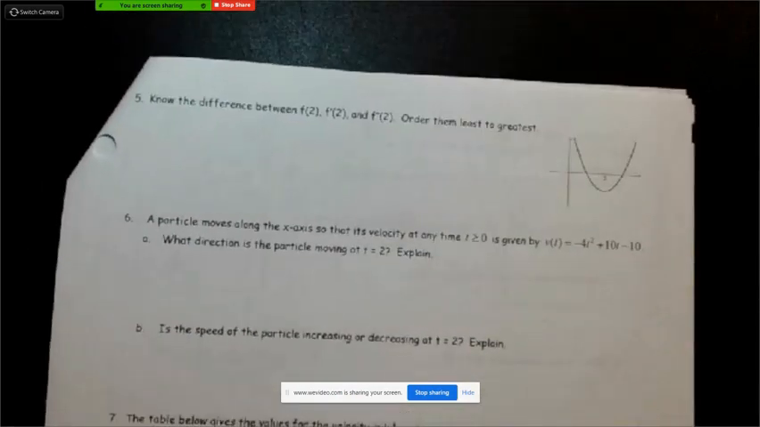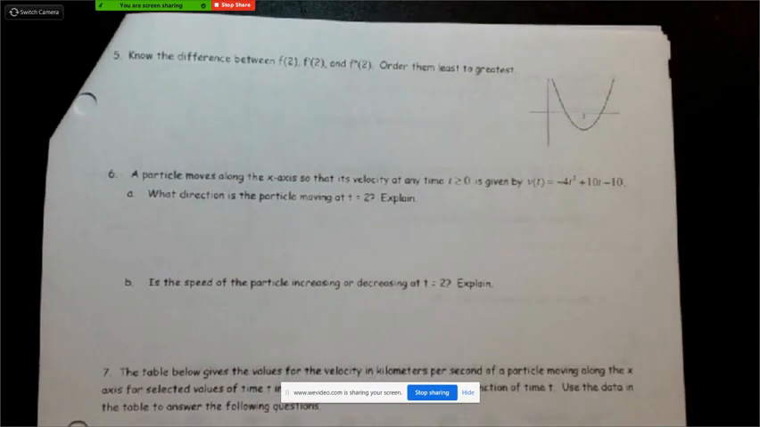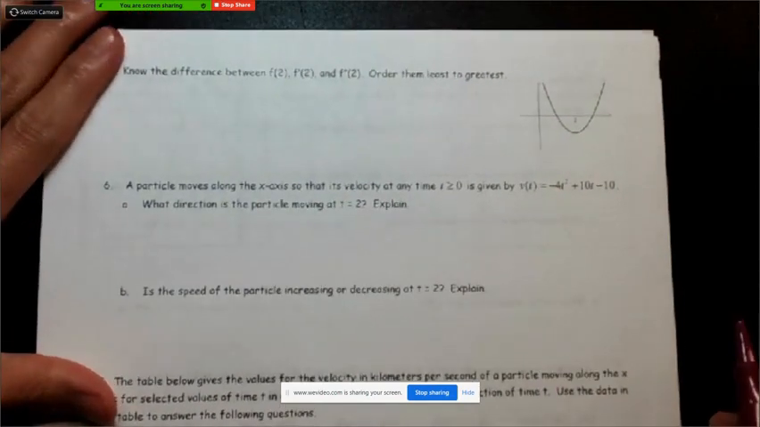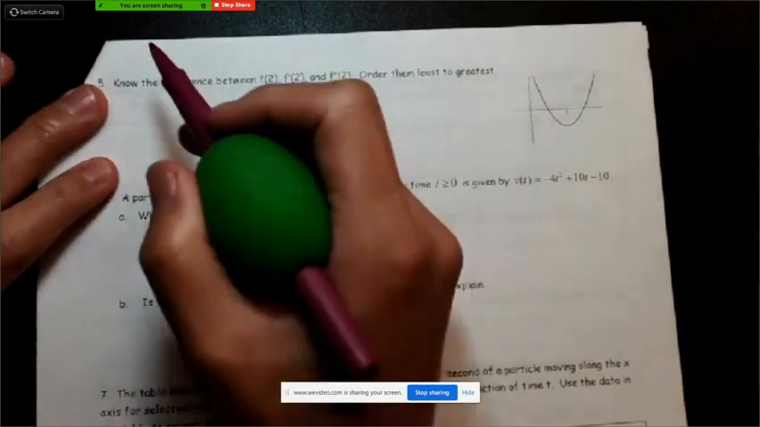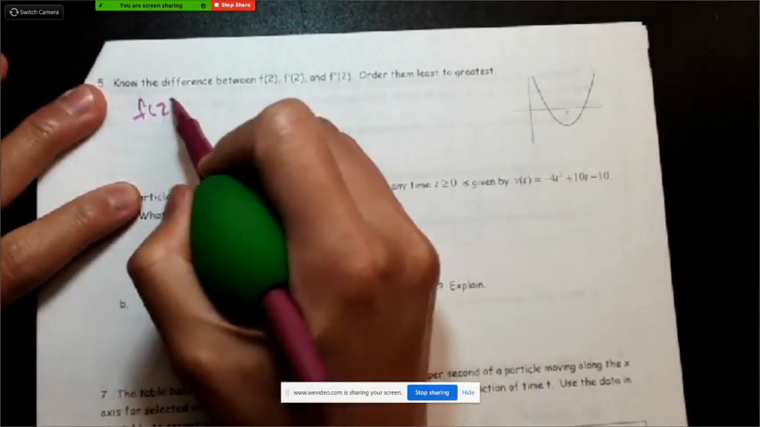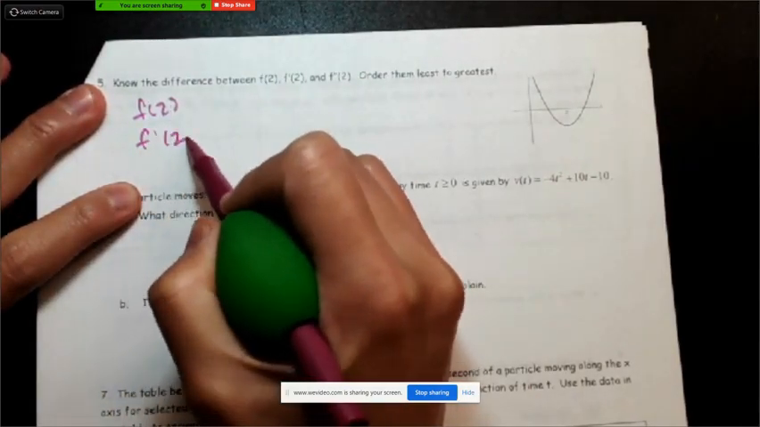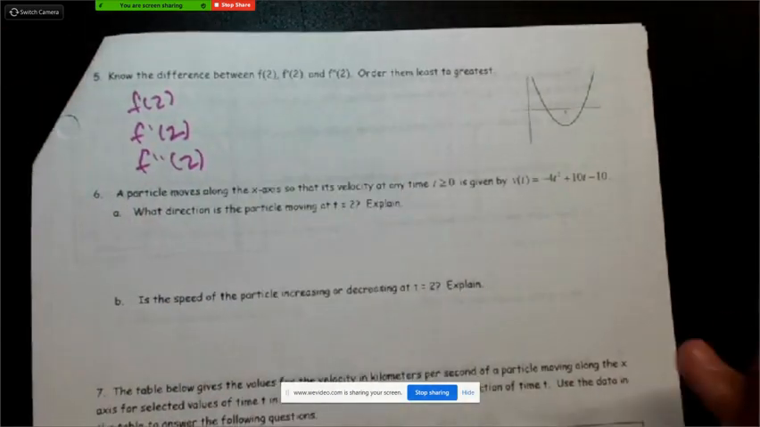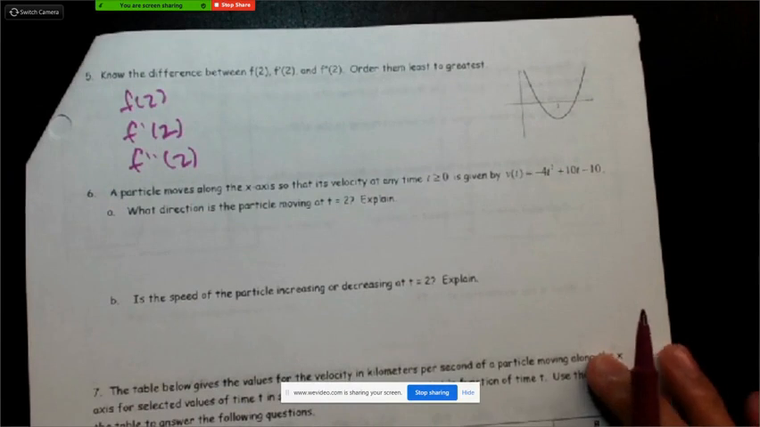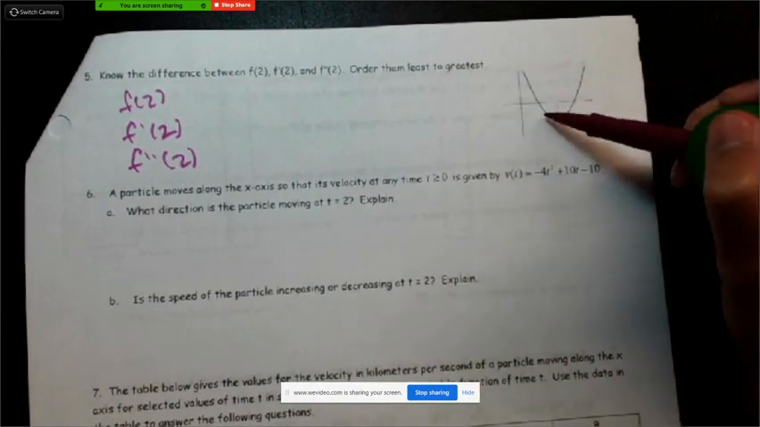Those are the best. All right, I'm going to go over number 5. Number 5. So the graph given does not say which one it is. So by default, it's going to be understood to be our position. So let's write the following: F of 2, F prime of 2, F double prime of 2. All right. What picture do I see right here?